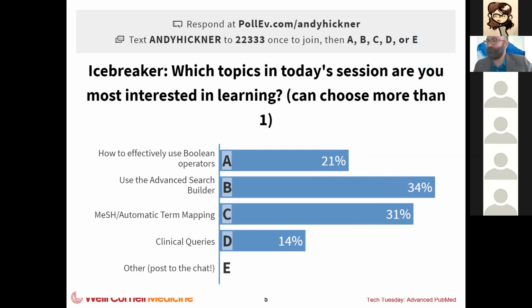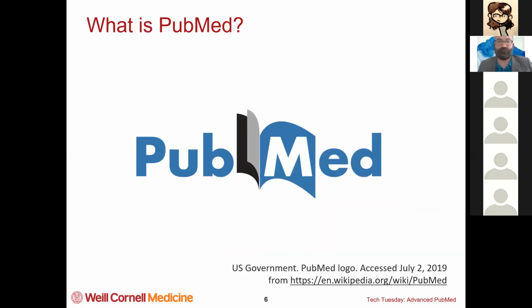Okay, so this is great. We've got a real variety of interests here. Looks like advanced search filter and MeSH and automatic term mapping are the most popular topics, but we will address all of these. And Vanessa, Andy, please feel free to let me know if people mention other topics as well in the chat. All right, so let's go ahead and move on.